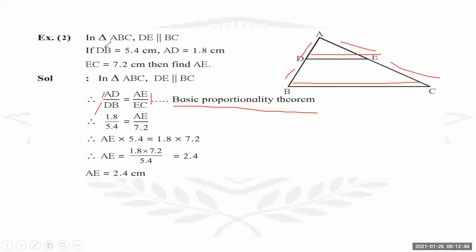Check, you have been given the values of DB, AD, and EC. So from this ratio, AD is known, DB is known, and EC is known. You have to just get the value of AE. So you just substitute the values. After substitution, AE into 5.4 equals 1.8 into 7.2. So AE equals 1.8 into 7.2 upon 5.4, that is 2.4. After cross multiplication and solving, you get AE equals 2.4. This kind of questions you're going to get for 2 marks. Is this clear to all the students?